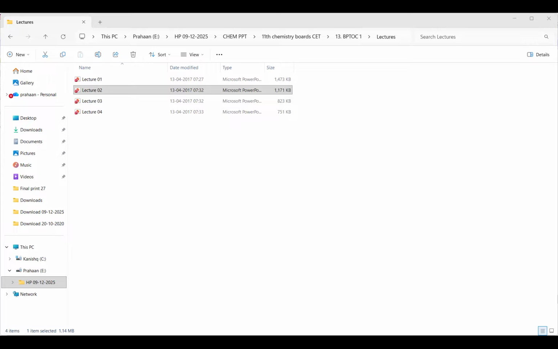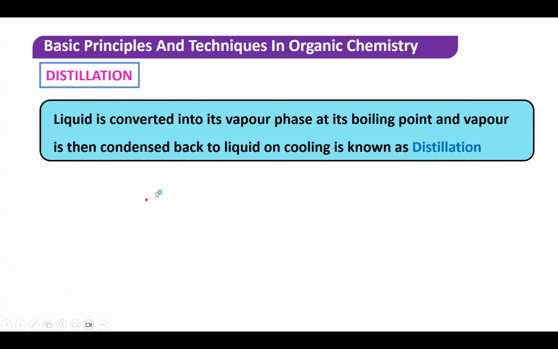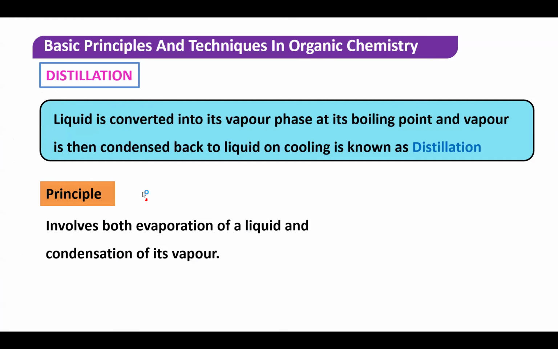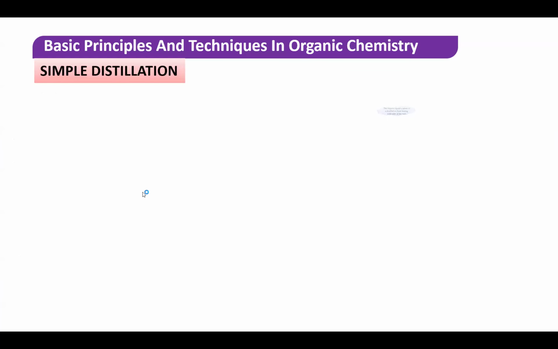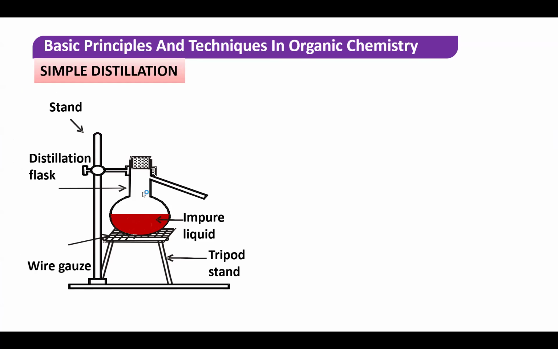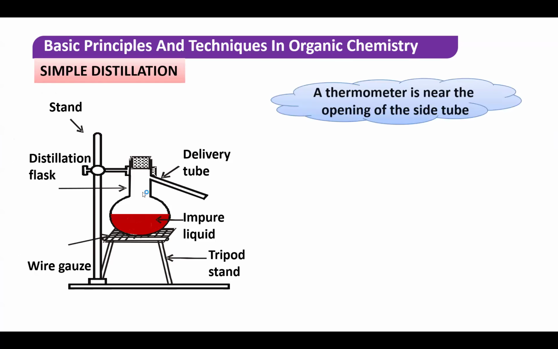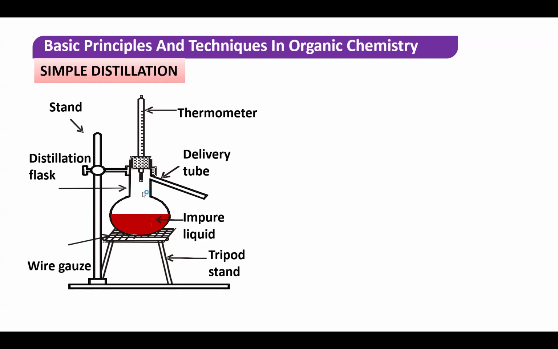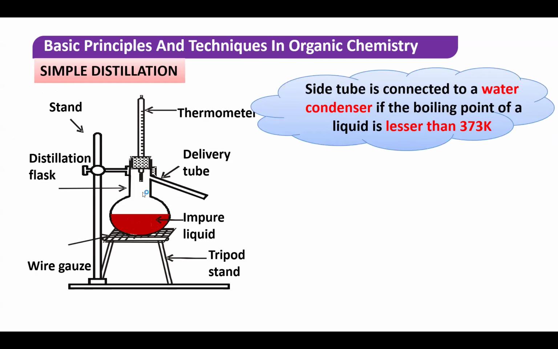No, we are doing purification only. Look, beta. I am going to show you this distillation. Look here. In distillation, what we do is convert liquid to its vapor. Look again, this is simple distillation. Now I have taken this impure liquid. Here is the wire gauze, tripod stand, delivery tube, thermometer. Same method, but I'm explaining.